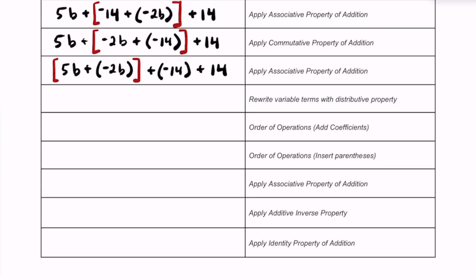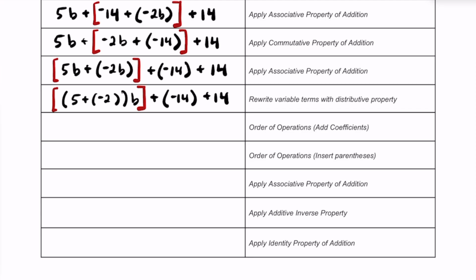Next, we need to rewrite the variable terms with a distributive property. If you take a look at these two terms, notice they both have a b. So we can take the coefficients and say it's 5 plus -2, and then multiply that sum by b. That's the distributive property, right? Because if you distribute b to both of these terms, you would get back to these products here, 5b plus -2b. We still have this plus -14 and plus this positive 14 on the outside.